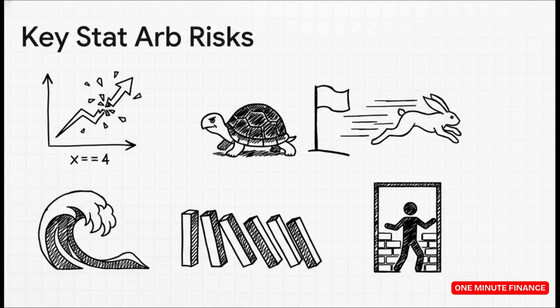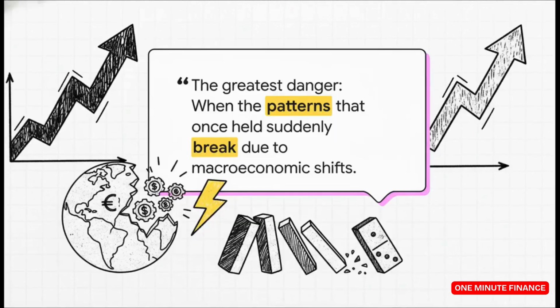Then there's execution risk. In this world, speed is everything. If you're a millisecond too slow, your opportunity is gone. And you've also got liquidity risk. That's the nightmare scenario where you're stuck in a bad trade and you can't get out without taking a huge loss. Any one of these can blow up a strategy. And this quote just nails it, doesn't it? The single biggest risk is when those patterns, the ones that have been reliable for years and years, just stop working. When some crazy, unforeseen event happens and the rules of the game change overnight. That's when these models can fail, and fail spectacularly.